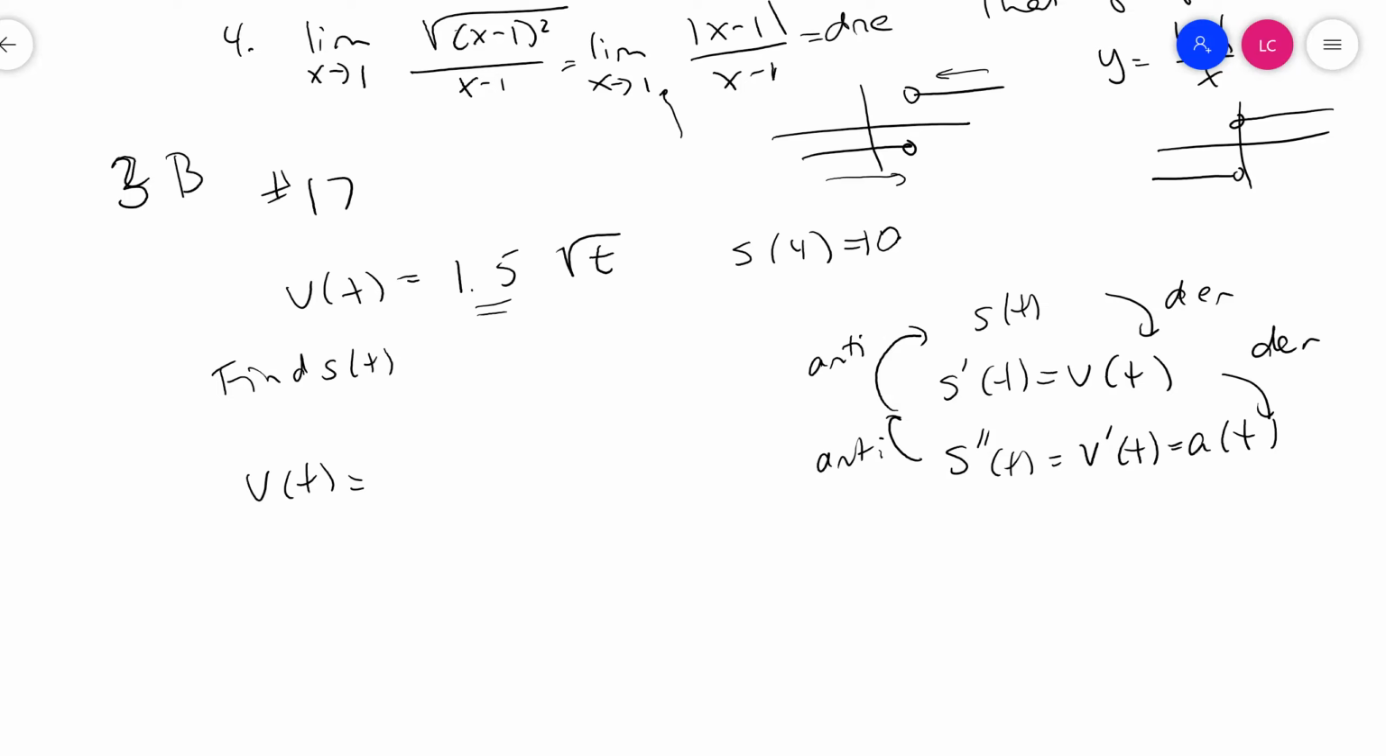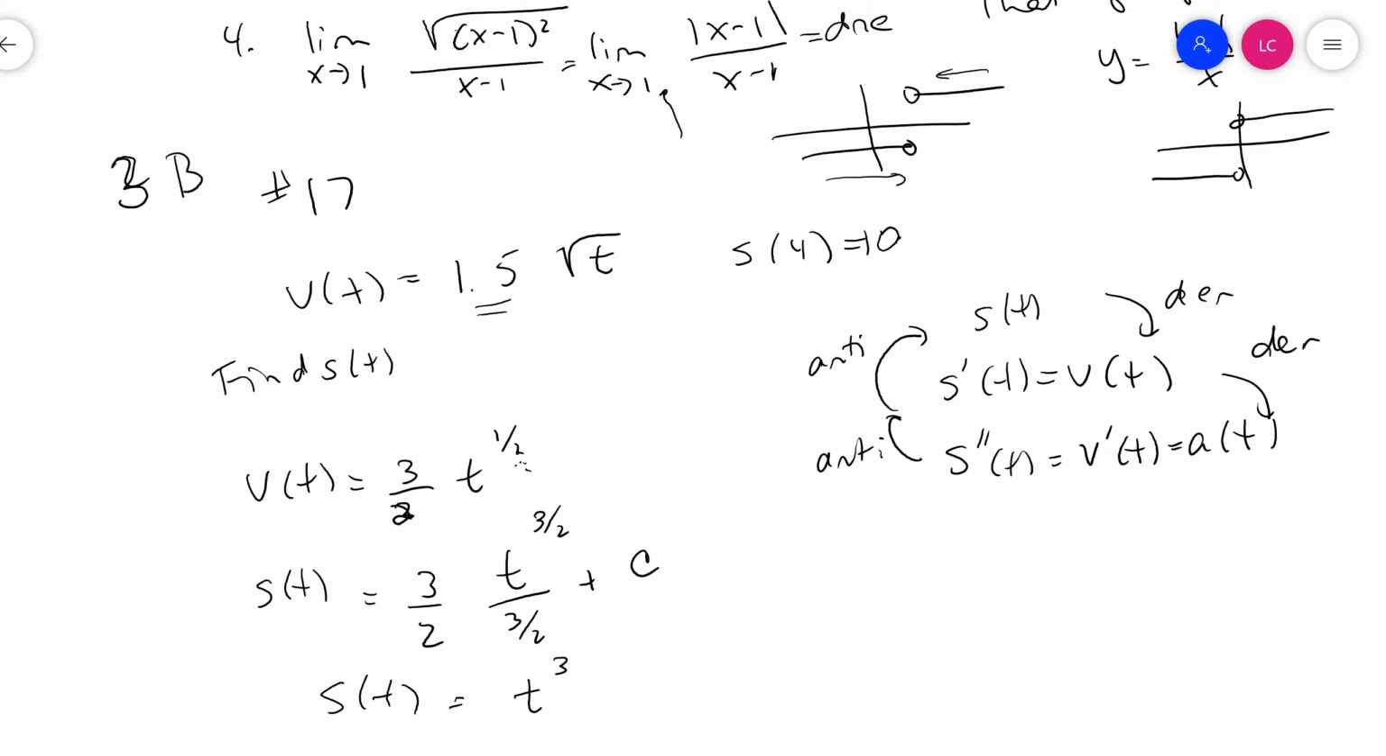So because I see that fractions are coming, I'm going to rewrite this 1.5 as 3/2, and this is going to be t to the 1/2. So now I'm ready to take the antiderivative, so I'm carrying 3/2 along. I add 1 to the exponent, so that gives me (3/2)/(3/2) t^(3/2) plus C. So this simplifies to be t to the 3/2 plus C.